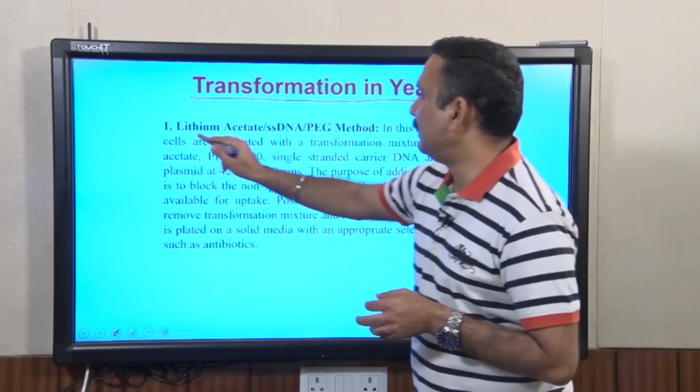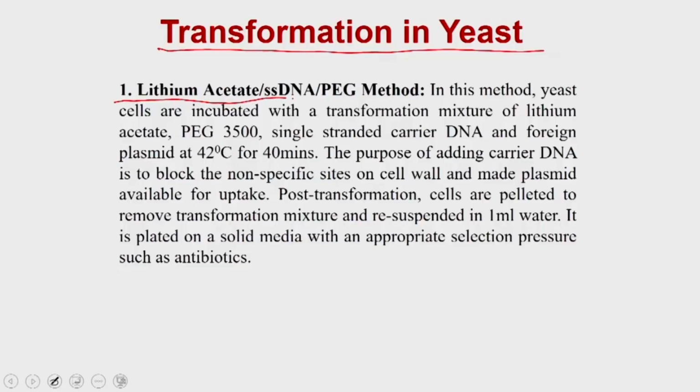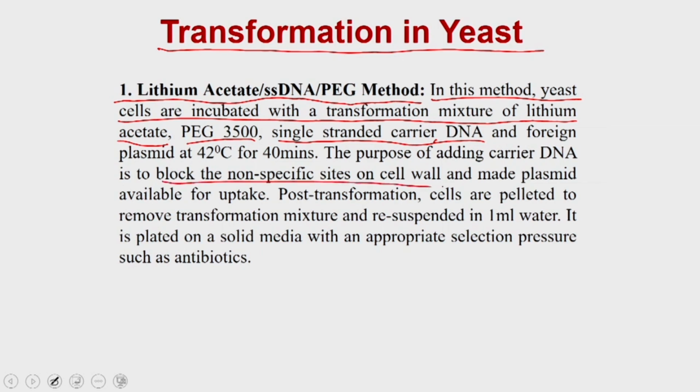One of the classical methods is called the lithium acetate PEG method. In this method, the yeast cells are incubated with their transforming agents, which are lithium acetate, PEG 3500, and single-stranded carrier DNA. This single-stranded carrier DNA is required so that it will block the non-specific sites on the cell wall and make the plasmid available for uptake.